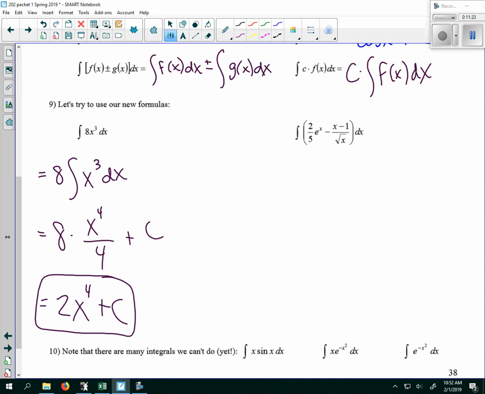All right, for the next one, I'm going to do some fancy algebra before I start trying to find antiderivatives. So first, this is a difference, so I'm going to break this into two integrals. So this is going to be the integral of 2/5 e to the x dx minus the integral of (x minus 1) over root x dx. I'm going to take this constant 2/5 and pull it out of the integral.